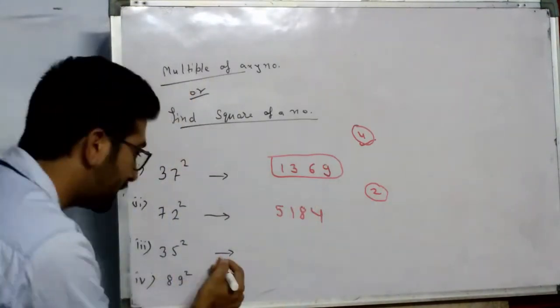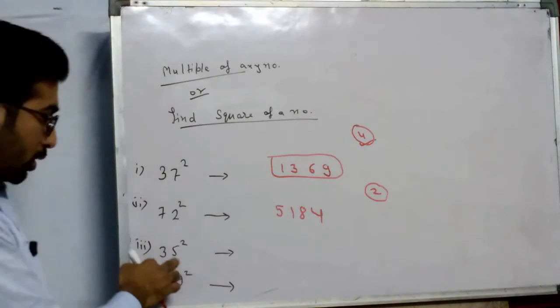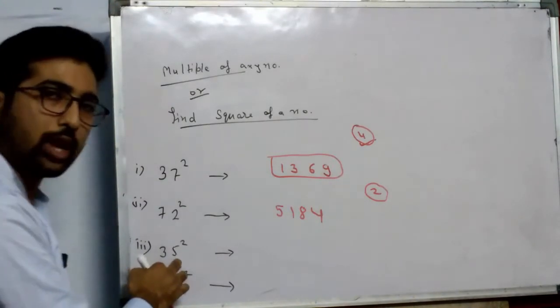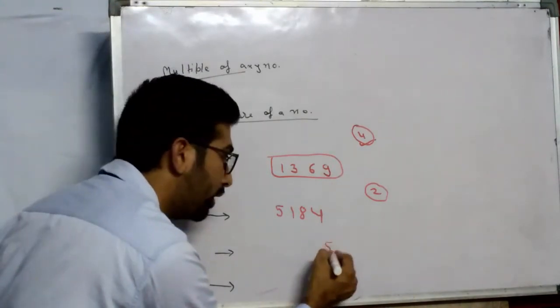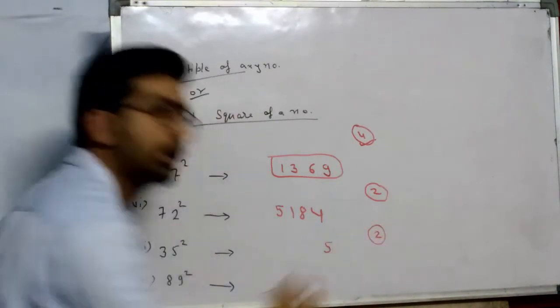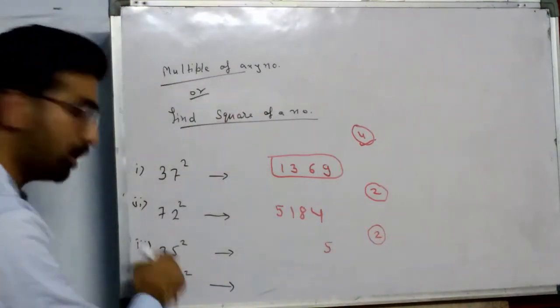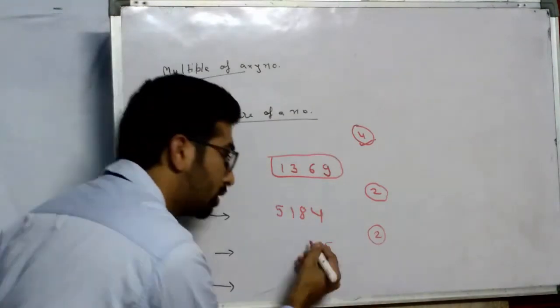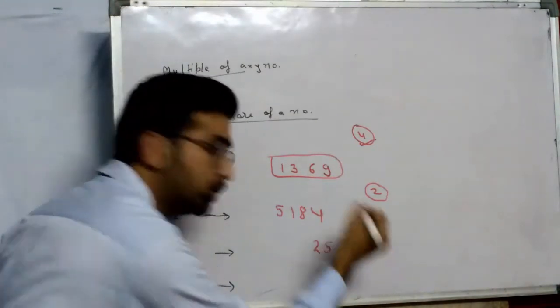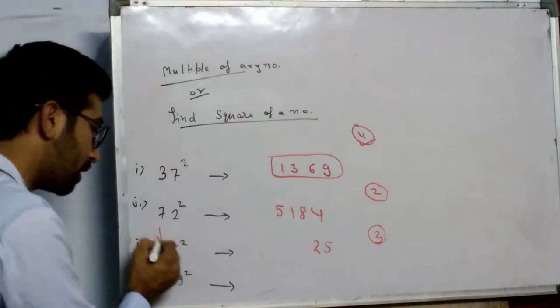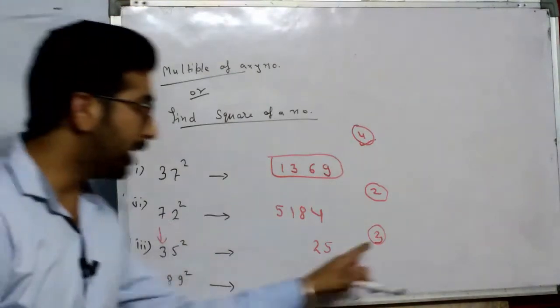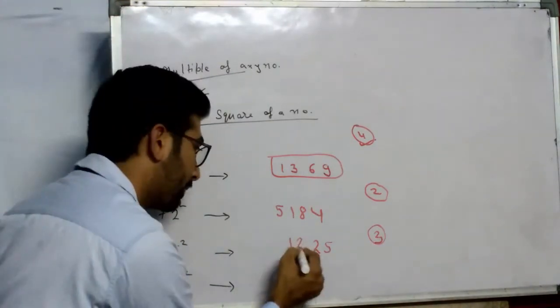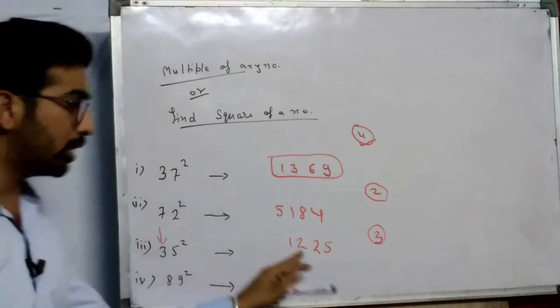Now one more example, that is 35 square. The right side number is 5. Square of 5 is 25. We will write 5 here and 2 we will treat as a carry. Now 3 5s are 15. Double of 15 is 30. 30 plus 2 is 32. The carry is 3 now. Now the left side square number, 3 square is 9. 9 plus 3 is 12. So the square of 35 is 1225.